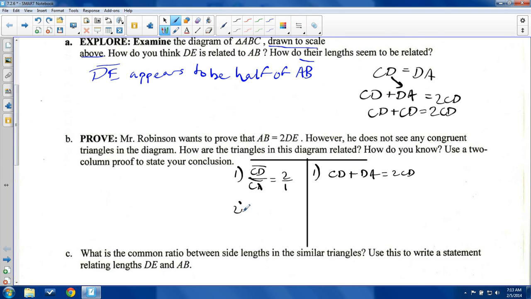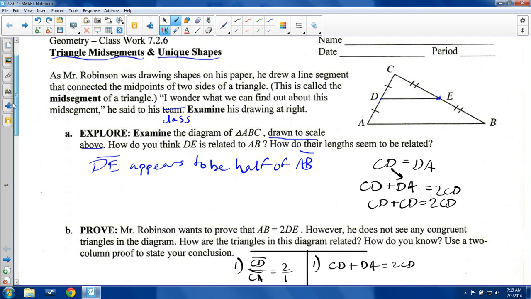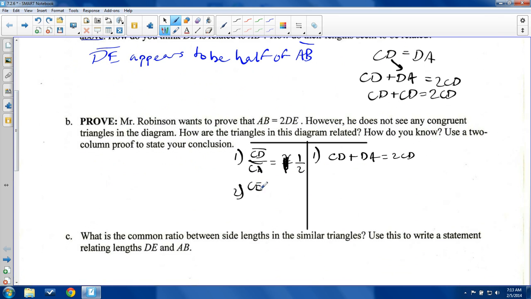Same thing with the other one. If these are congruent, then CE plus EB is twice CE. So CE over CB, I'm sorry, this is 1 over 2. So CE over CB is 1 over 2, for the same reason that CE plus EB equals 2CE.